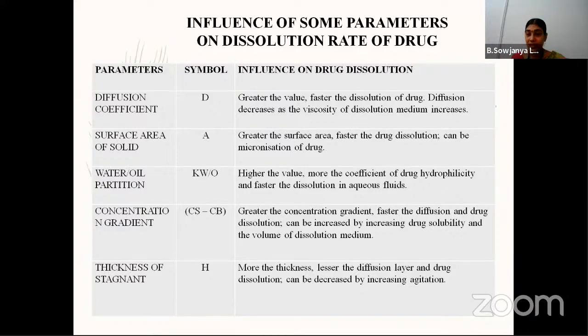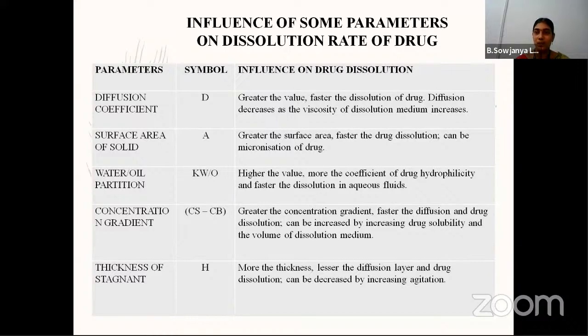While diffusion decreases, the viscosity increases in the dissolution medium. Next, the surface area of the solid: if particle size is less, it gives a greater surface area and leads to faster dissolution of the drug, finally leading to faster absorption and increased therapeutic activity. This can be done by micronization of the drug. Micronization is reducing the particle size with the help of a ball mill or fluid energy mill.